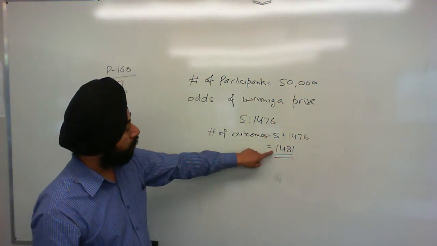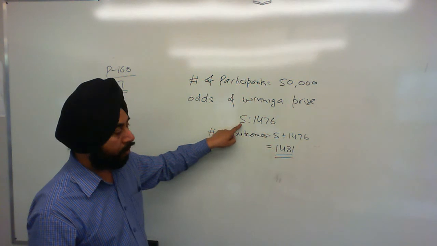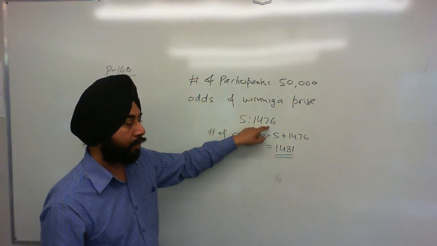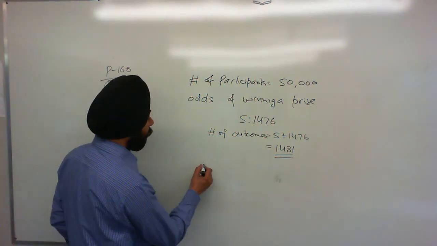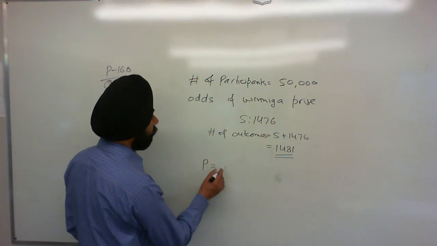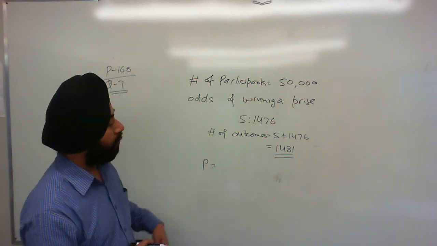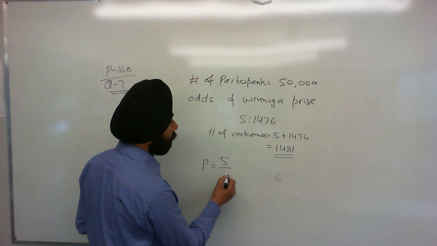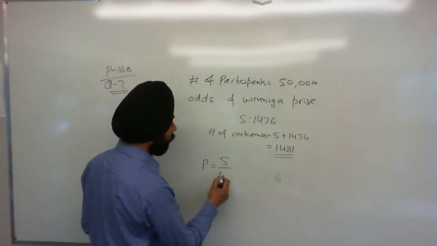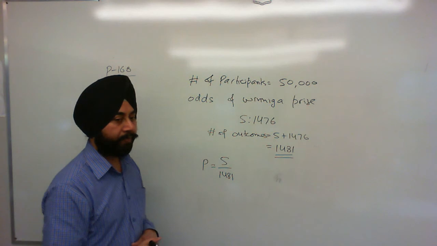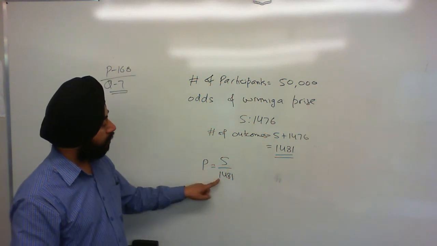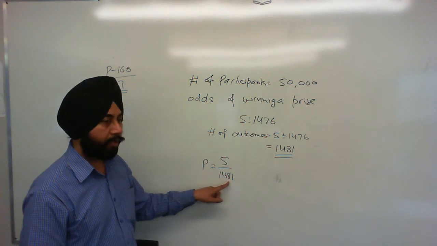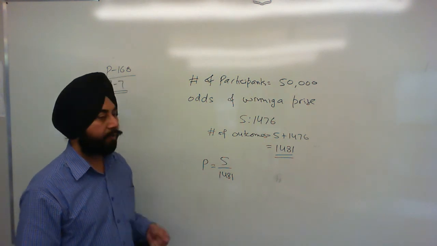Out of these many outcomes, 5 were wins and 1,476 were losses, right? Okay, the probability of winning will be what? How many people win? 5. And how many total number of people were there? 1,481. That's the probability of winning. This is based on this data. If the number of people who played were 1,481, out of them 5 will win.